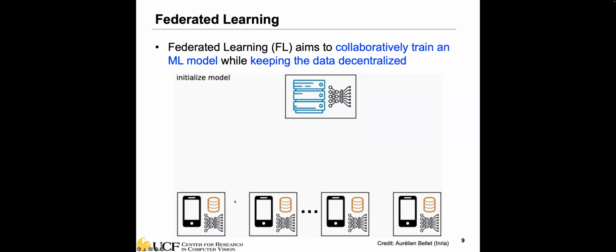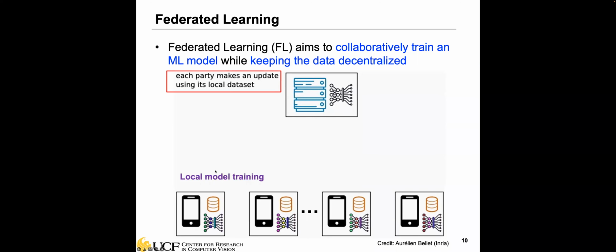Just as an example, if we're doing image classification, let's say all the clients and the central server have ResNet 18, that's the same model. And in the beginning, we'll just do random initialization for the model, both the server and the local clients.